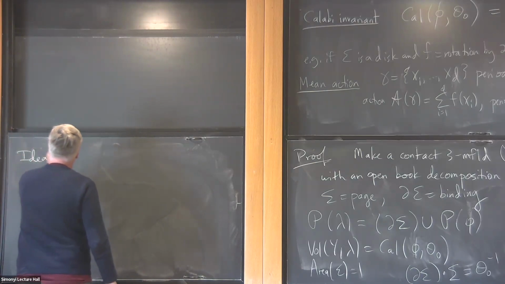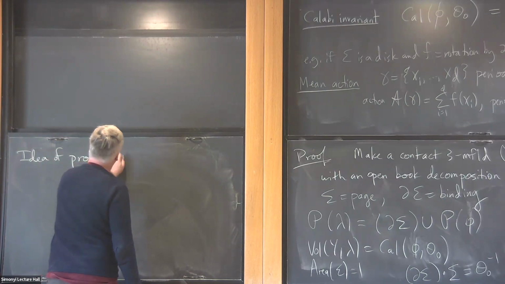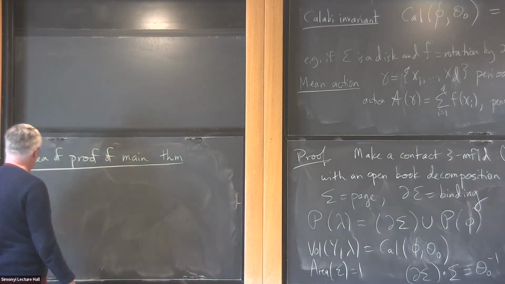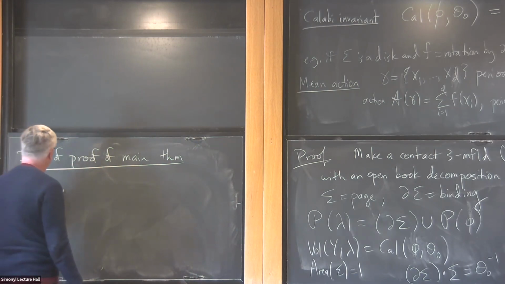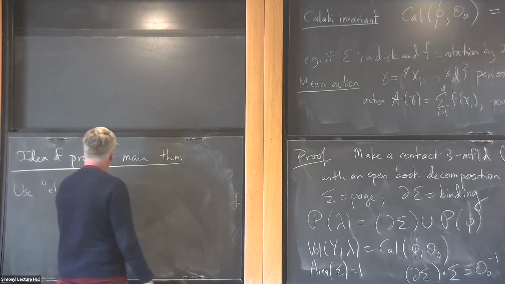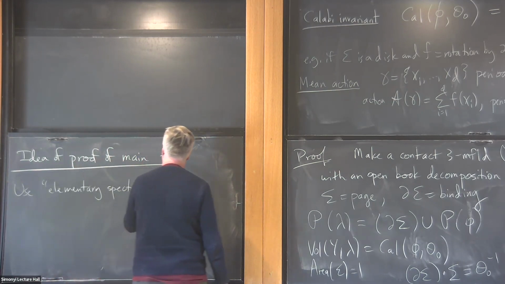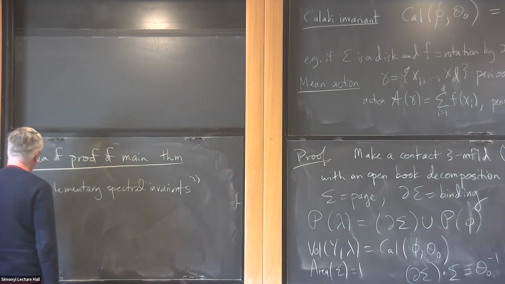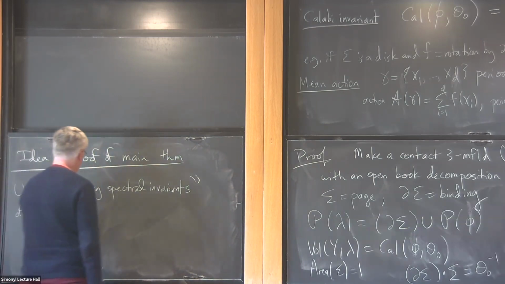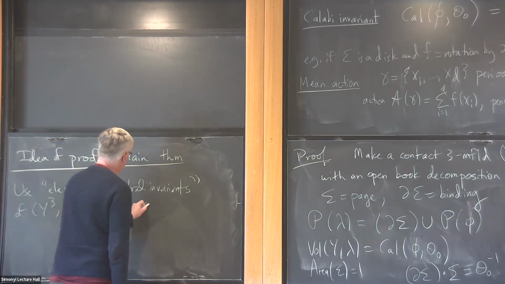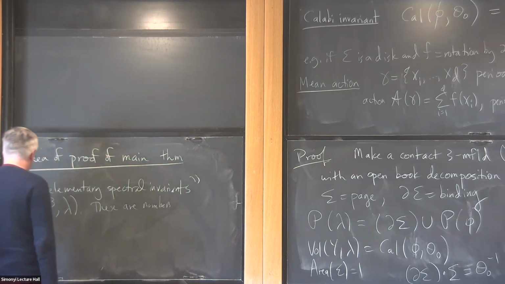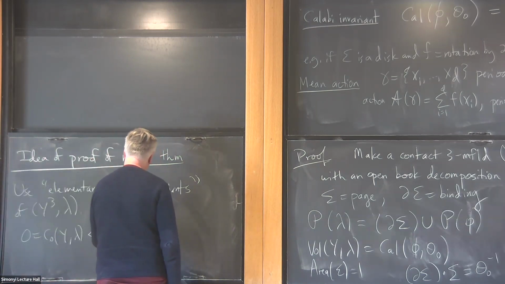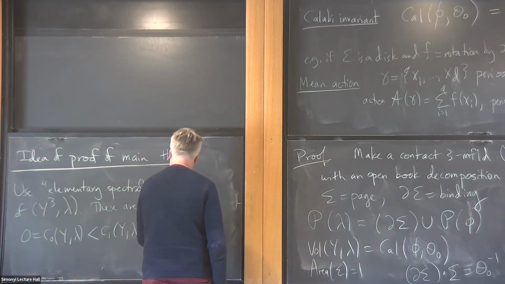So the idea of the proof of the theorem: I'm going to use what I call elementary spectral invariants of the contact three-manifold. So these are numbers, a sequence of numbers, where c_0 of Y is equal to 0, c_1 of Y is something positive, and then a non-decreasing sequence of numbers.